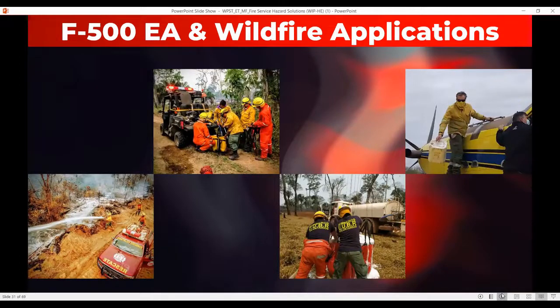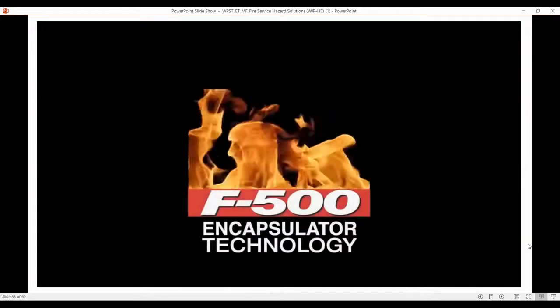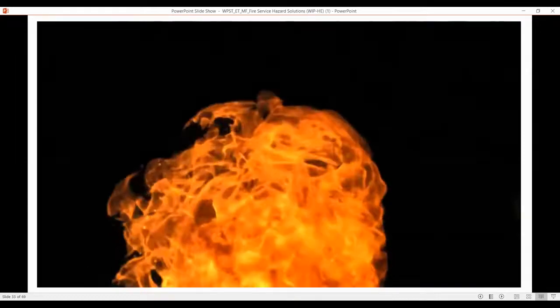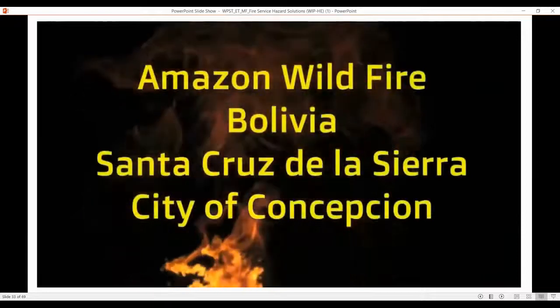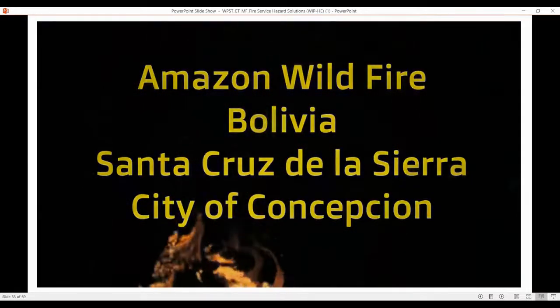Wildfire applications, these are exploding around the world. This is actually some television Hazard Control Technologies presents fires from a few years back down in the Amazon where they used F500. Unless we've got folks with us from South America that understand Spanish, we're going to have to read the subtitles because all of this video footage is in Spanish.